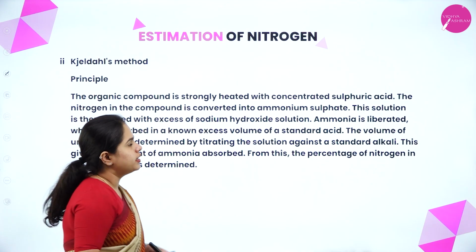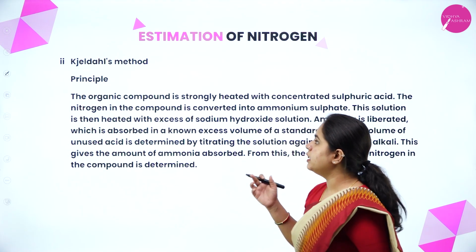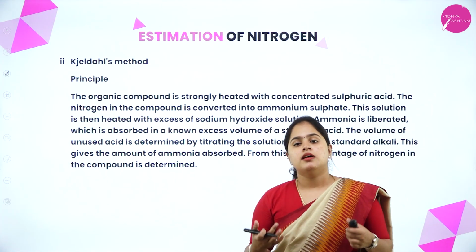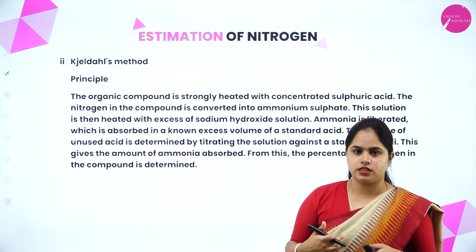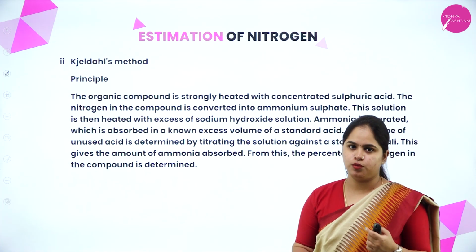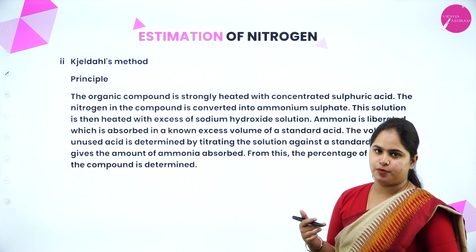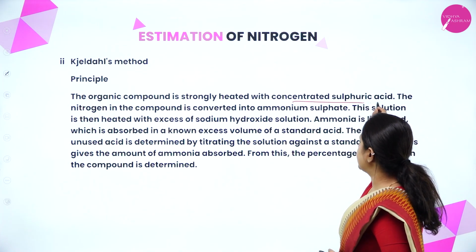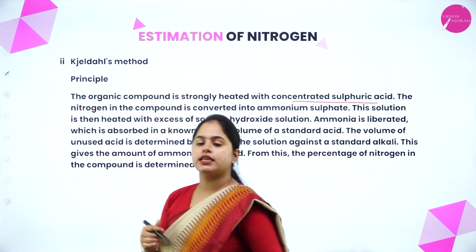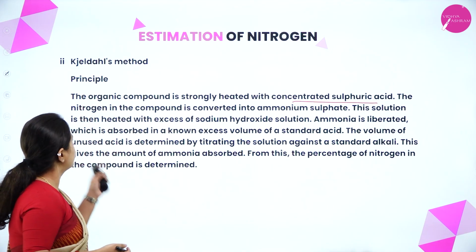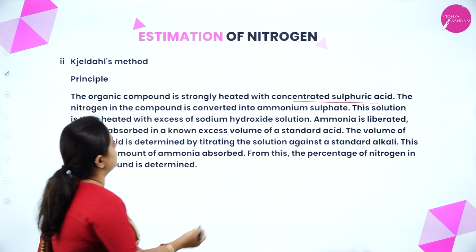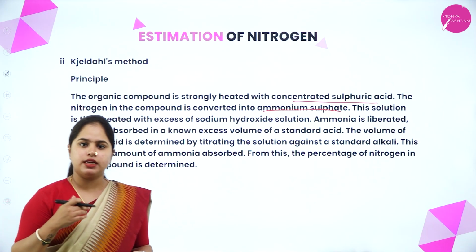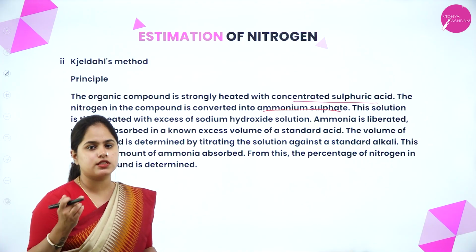Now, moving on to the next method, that is called as the Kjeldahl method. So, as I said, there are two methods by which we can calculate the percentage of nitrogen. The first one is discussed already, that is Dumas method. The next one is Kjeldahl method. So, the organic compound is strongly heated with concentrated sulfuric acid, and the nitrogen is then converted into ammonium sulfate. Okay. So, the organic compound which is containing nitrogen is heated with concentrated sulfuric acid.